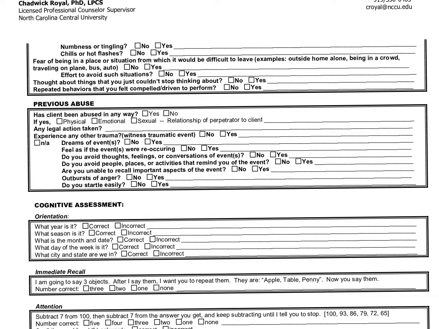Have you ever had thoughts about things you just couldn't stop thinking about? These are obsessions. And then the next question: do you ever engage in behaviors that you really felt compelled or driven to perform that you really couldn't stop doing? These are compulsions. So those two questions are really tapping into obsessive compulsive disorder, OCD, which at least at one point was a category of anxiety disorder, which is why it's under that section of anxiety.